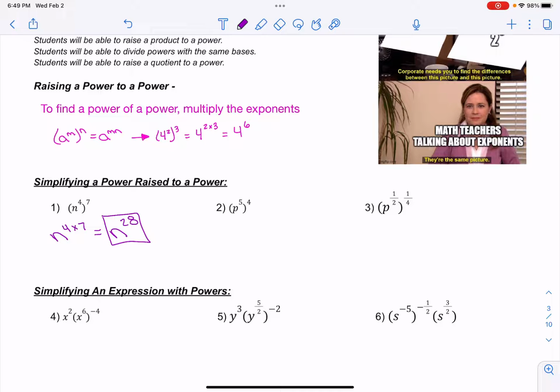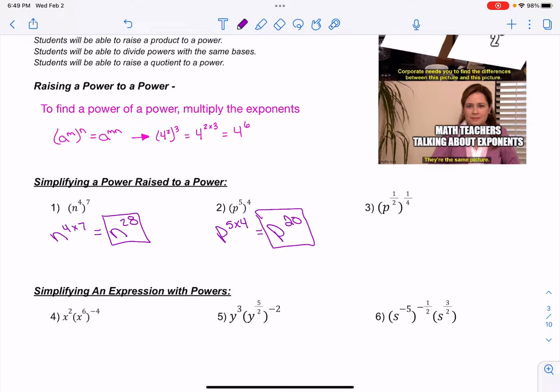Number 2 is very similar. We have p to the 5th power raised to the 4th power. So we do 5 times 4. And 5 times 4 gives us 20.